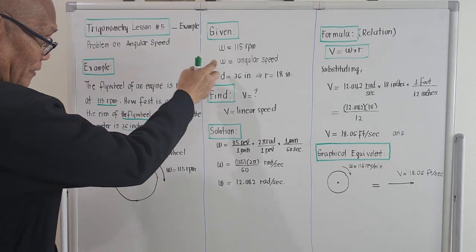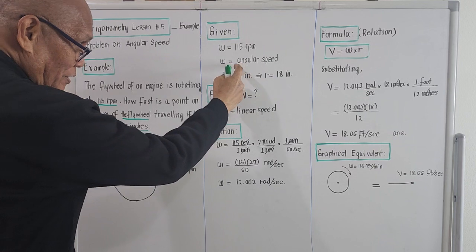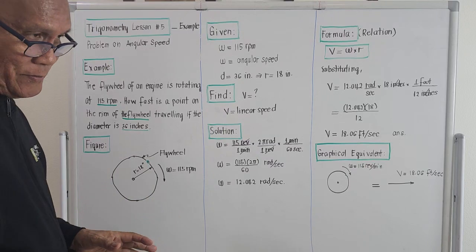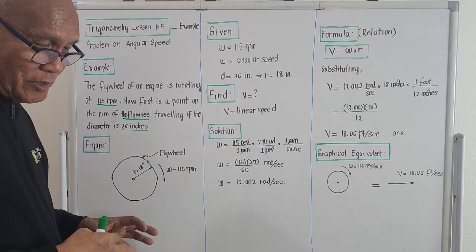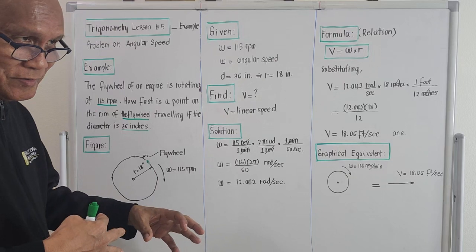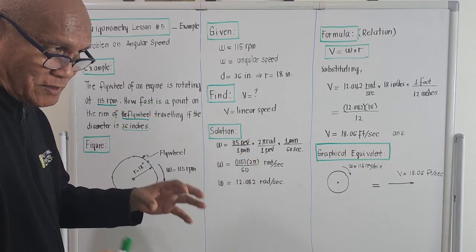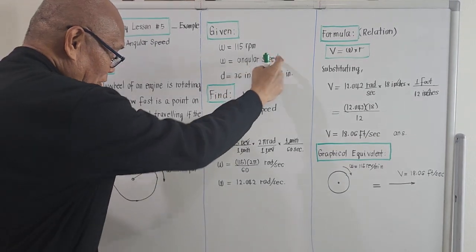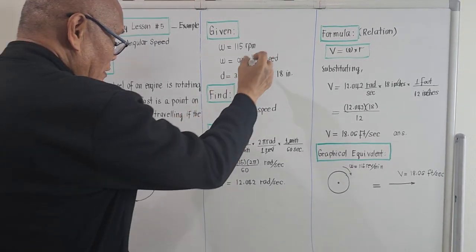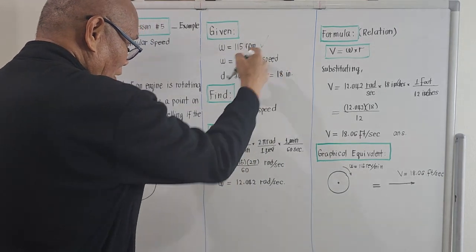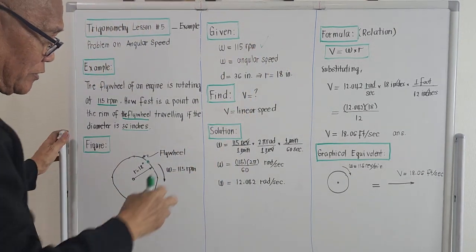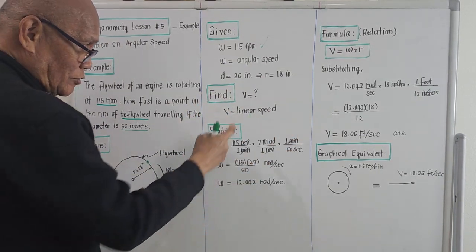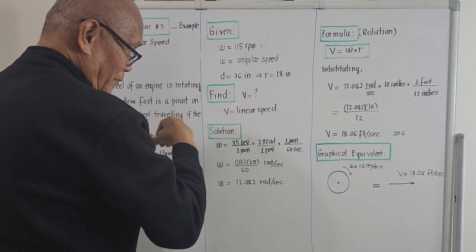For the given problem, omega, Greek letter omega, actually represents angular speed that is under the study of kinematics. Kinematics is actually the movement of engine parts that rotate. That's why the movement as it rotates, we term as angular speed. And for the given problem, angular speed is 115 revolutions per minute, and the diameter is 36 inches. So if we compute for the radius, it will be diameter over 2, or 18 inches.